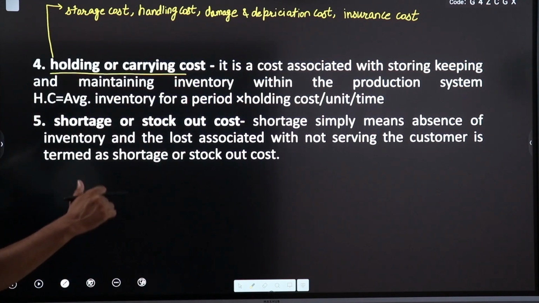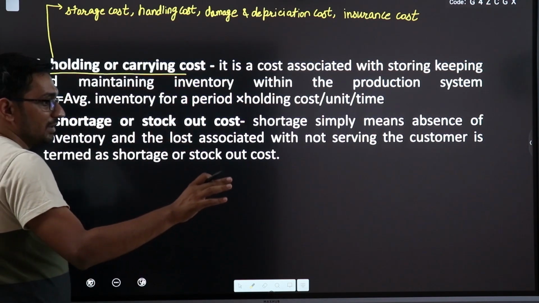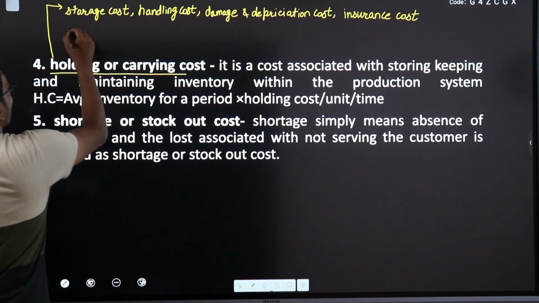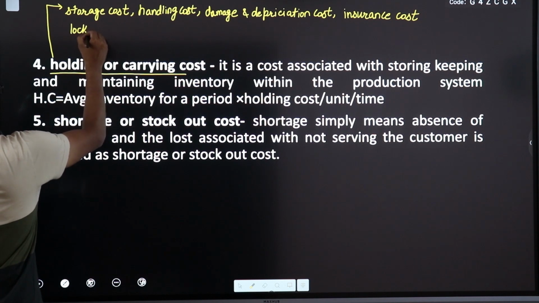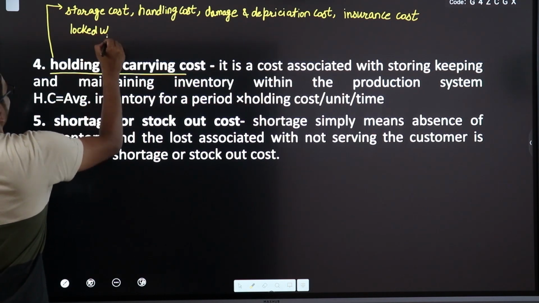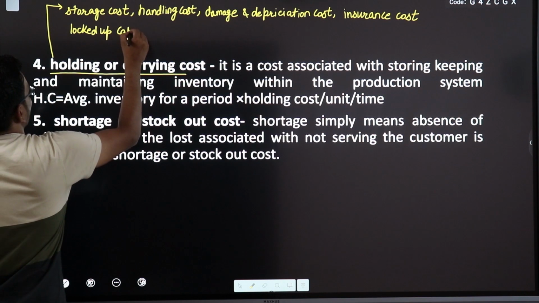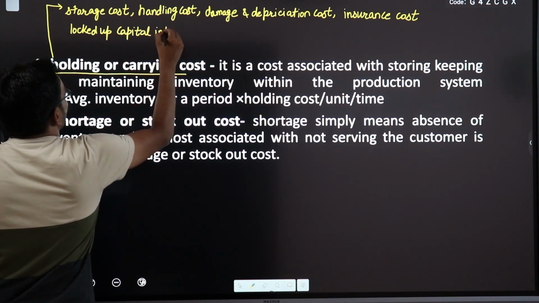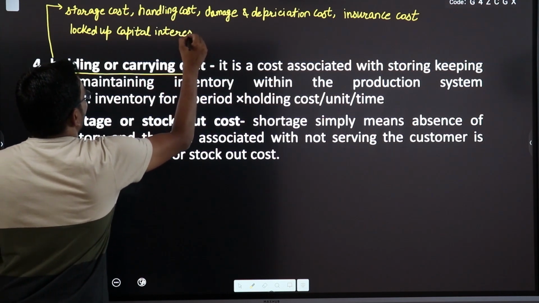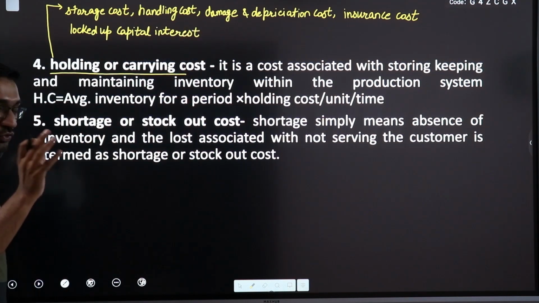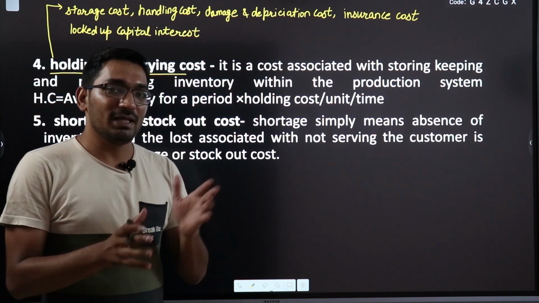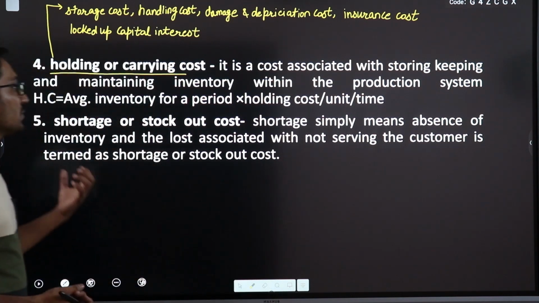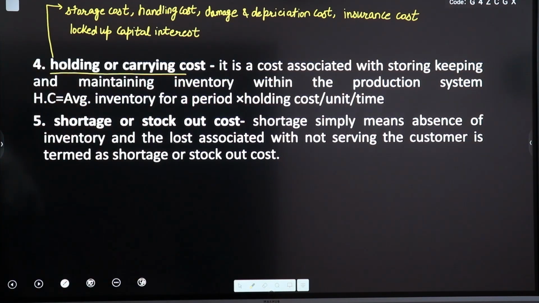So you are losing that interest because your money is locked up. Your money is locked up in maintaining that inventory, in purchasing that inventory. So you are losing the locked up capital interest. Because if you put that money, which is used to purchase the inventory, in the bank, you will earn some interest, right? So you are losing that interest. So that is also coming in the holding or carrying cost.